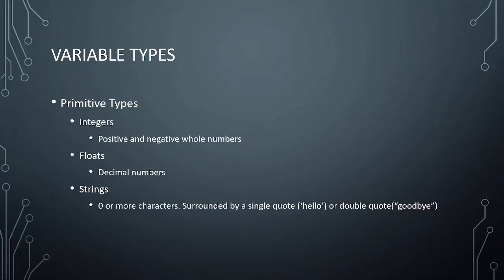We have strings, which can contain no characters or any characters. Now, strings are surrounded by either a single quote or a double quote. And finally, we have a Boolean. Booleans are true or false values, and these can be represented as ones or zeros. So let's go back to Python and have a look at how to program some of this.